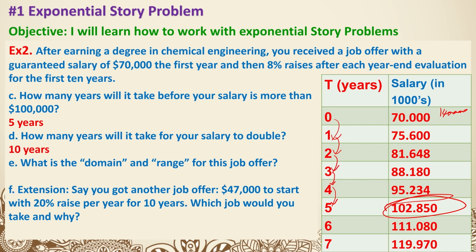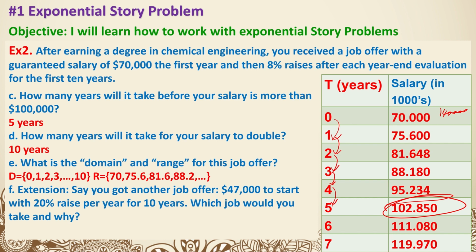Domain and range. Well, you're not earning salary by the day or in the middle of the year. You're signing the contract at the end of the year. That's why the domain is going to be 0 years, 1 year, 2 years, 3 years, 4 years, all the way up to 10 years. And for the salary, the range is also going to be these specific numbers because you don't have anything in between.